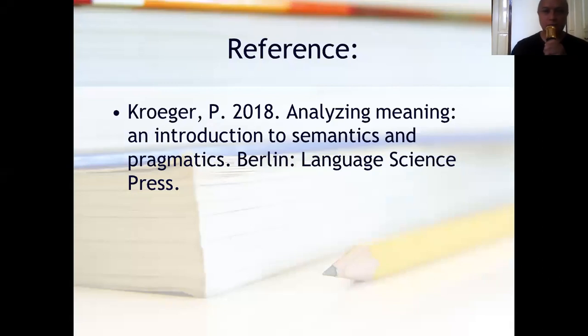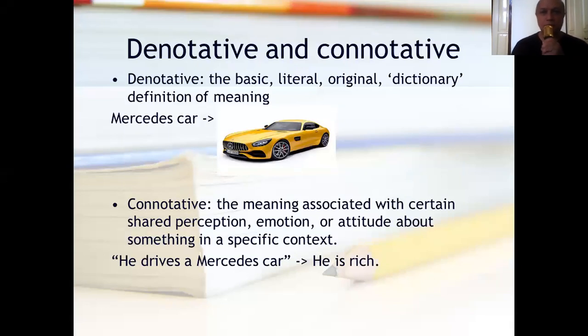Still new, 2018. Okay, the first concepts that I would like to introduce to you are denotative and connotative meaning. Denotative means the basic, the literal, or the original, or you may say the dictionary definition of meaning. Whenever you find a word and look it up in a dictionary, the meaning that you find there is what we call denotative meaning. So that's why it is called dictionary meaning.